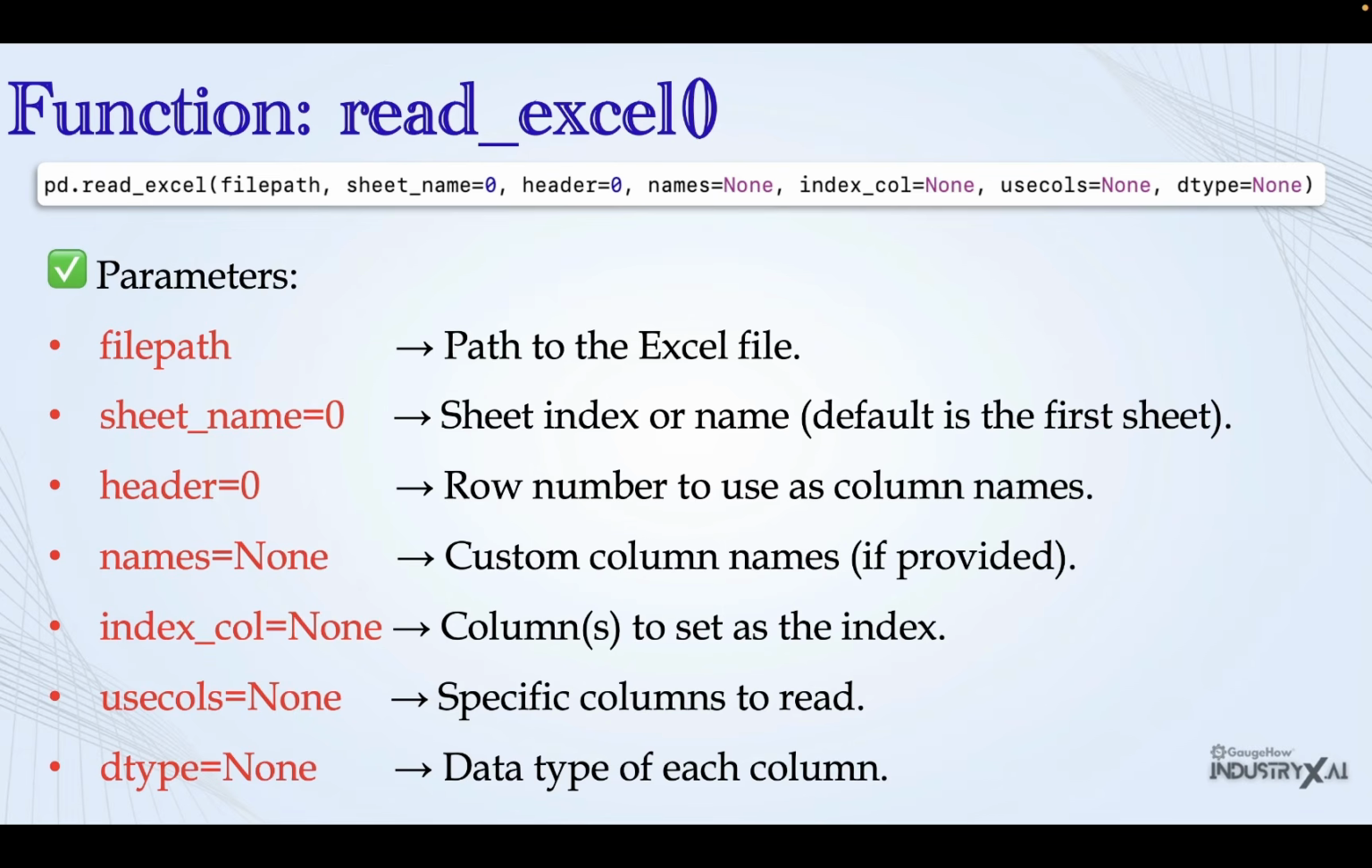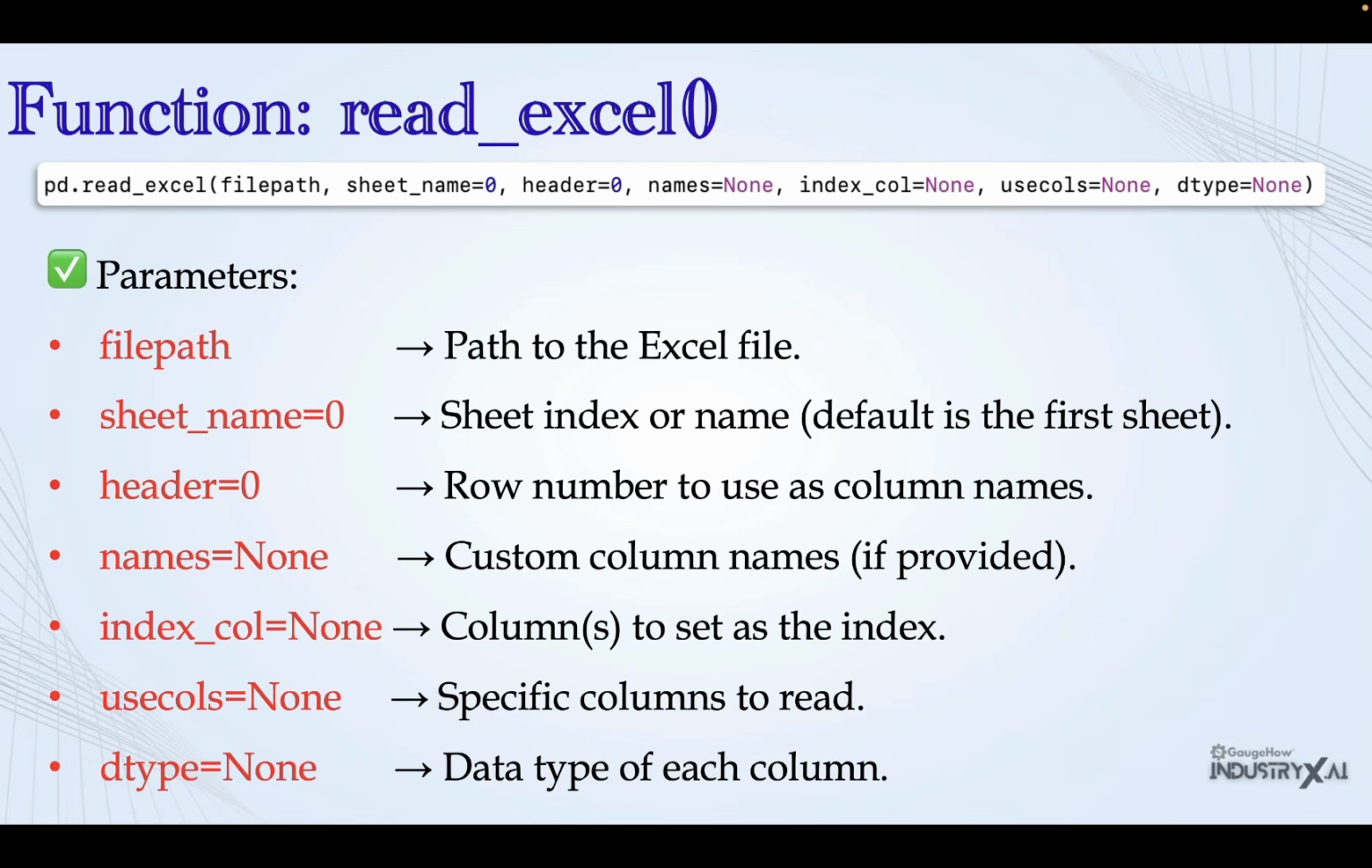Third, you can pass header, where you pass header equal to the row number to use for the column names. Then you can pass custom column names also. For that, you need to type names equal to any required name, or you can type none. Next, you can pass the index column. So here you need to mention index_col equal to the number of the column which you want to set as the index. Then you can pass usecols also.